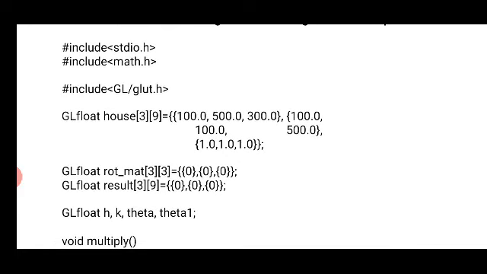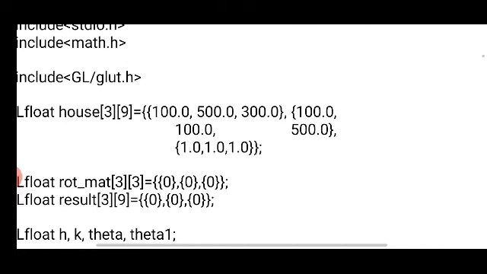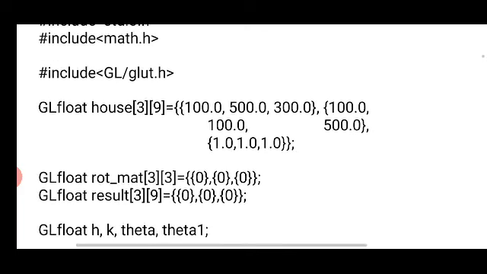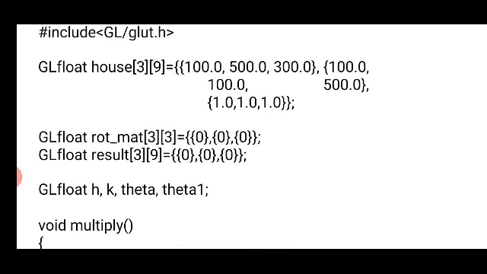First of all we are going to specify the coordinates of a particular triangle. Here we are going to use the name house for our triangle, because triangle is a built-in function. These are the three different vertices of this house. The first row is 100, 500, 300, the second is 100, 100, 500, and the third is 1, 1, 1. After that we have declared two matrices. One is the rotational matrix and the second one is the resulting matrix.